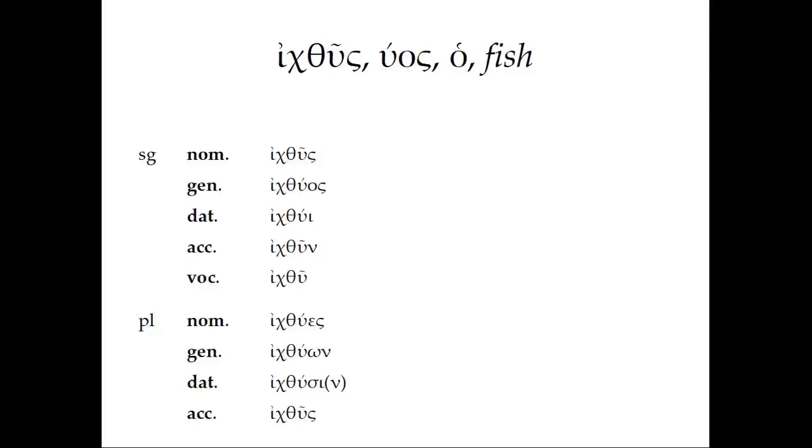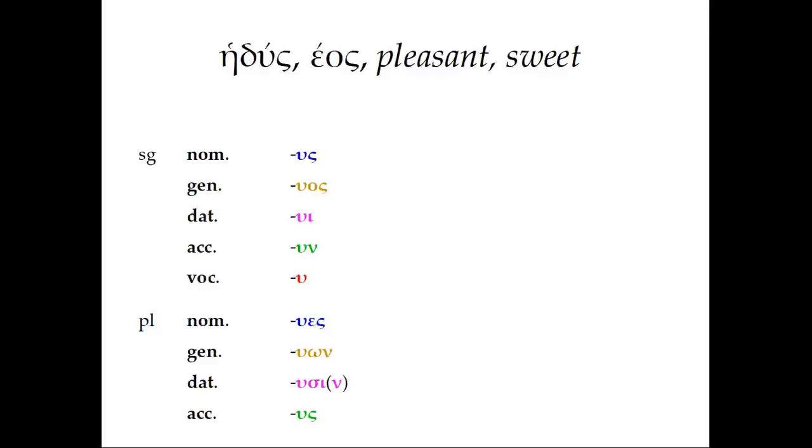We're going to start with just our endings here, including the upsilons. We're going to drop everything else and just get these. We're going to take a look at the lexical form of one of the kinds of adjective we're going to be looking at. Heidus, heideas, pleasant, sweet. This is related to the word for pleasure, heidane.